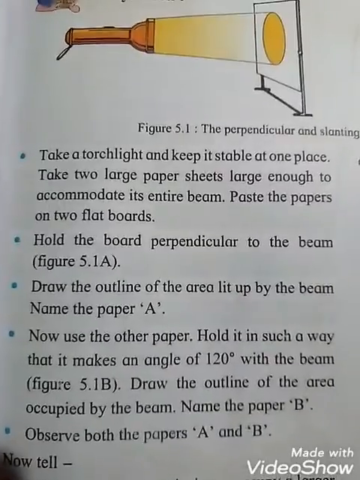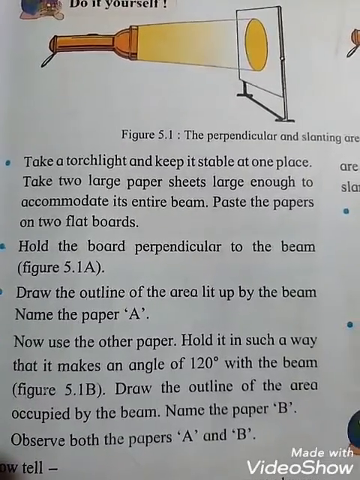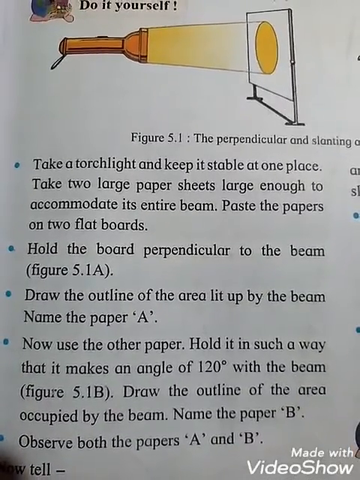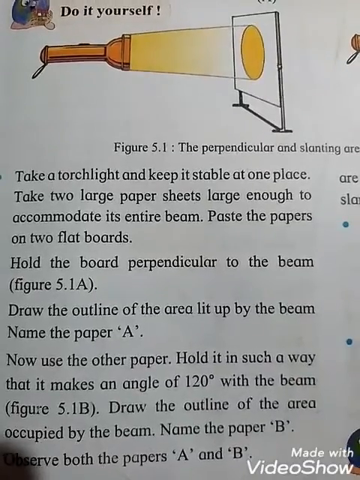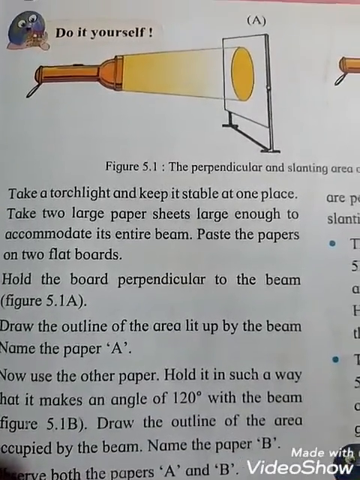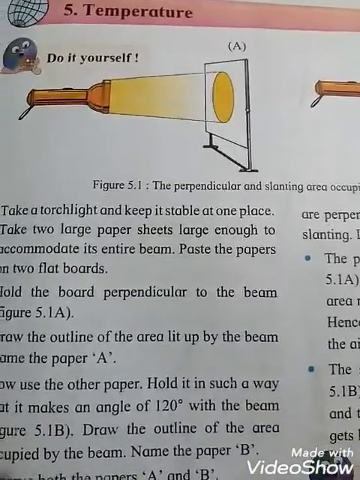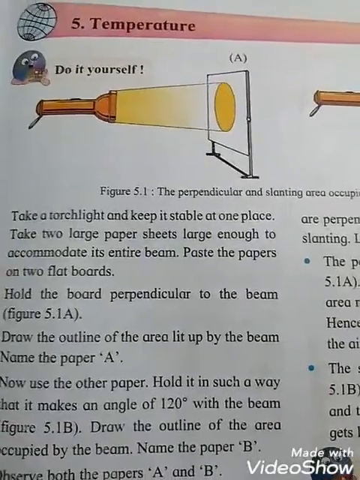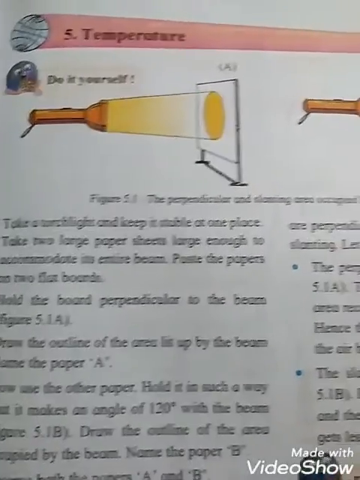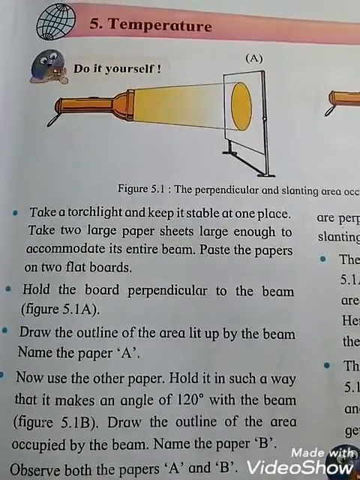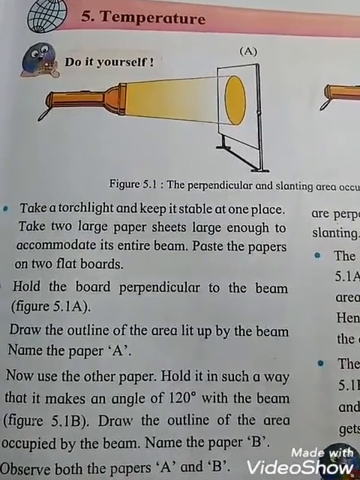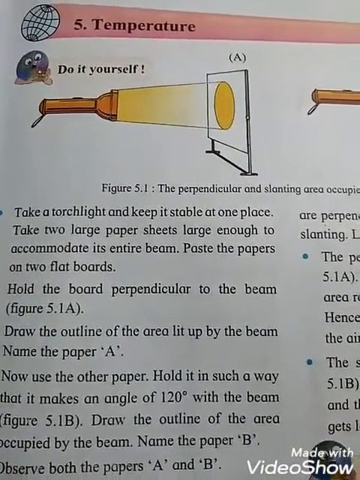Afterwards, take a torchlight and keep it stable at one place. Take two large paper sheets large enough to accommodate its entire beam. Paste the papers on two flat boards. So what do you have to do, students? Take a torchlight. Can you see the torch? Afterwards, you have to keep it stable. That means it should not be unstable. It should be stable at one permanent place.